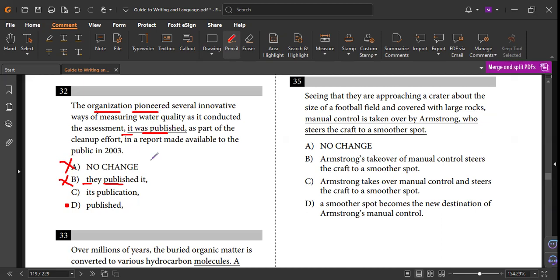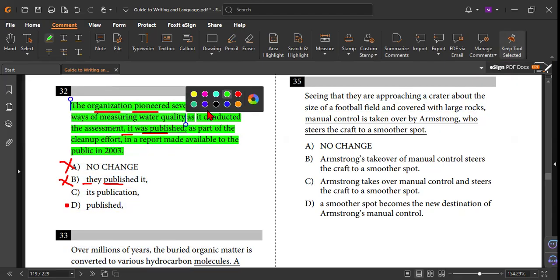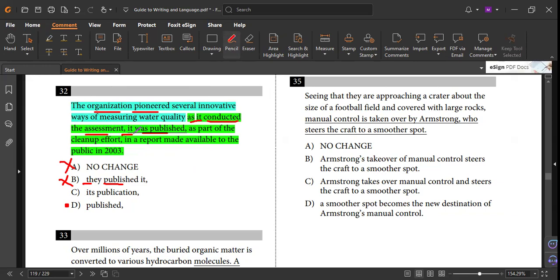Because here, as mentioned in this part, as it conducted the assessment, so as here is a subordinating conjunction. Yes or no? Yes. So we have a clause after and a clause before. So this is one clause, and that is the first clause. Yes or no? Yes. So now we need to check the subject: conducted the assessment. And then he said it was published. What was published? The assessment.